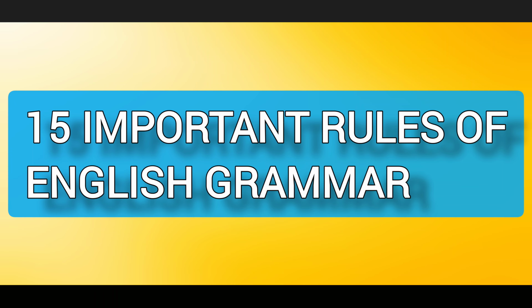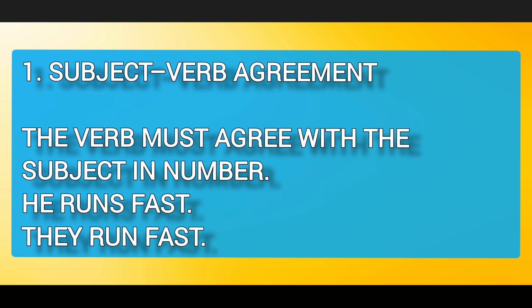Here are 15 important rules of English grammar. The very first rule we have here: subject-verb agreement. The verb must agree with the subject in number. For example, he runs fast. And one more example here, they run fast.